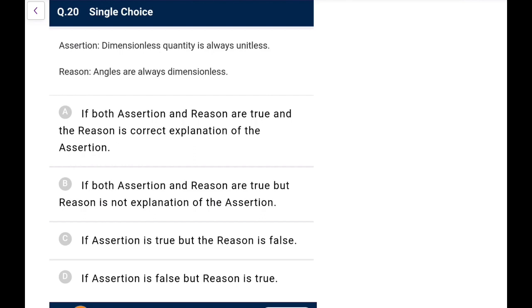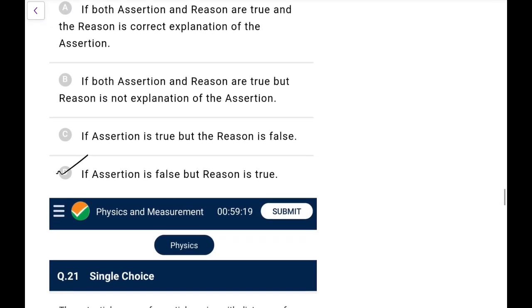So the assertion that a dimensionless quantity is always unitless is not right. For plane angle and solid angle, angles are always dimensionless, that is correct. So the assertion is false, but the reason is true. Remember, plane angle and solid angle don't have any dimension, but they have a unit.